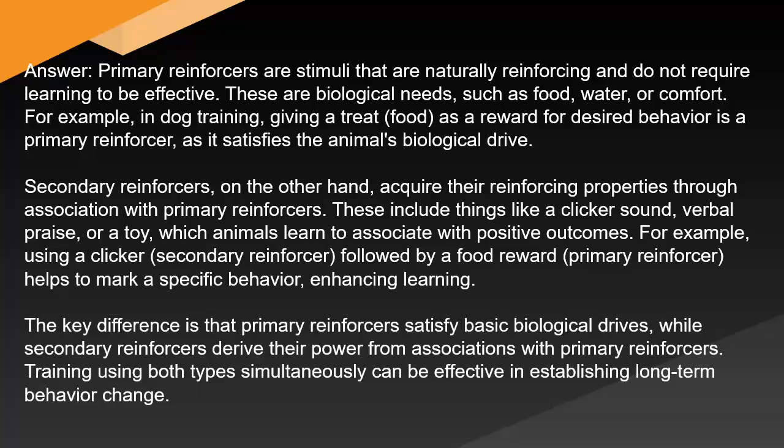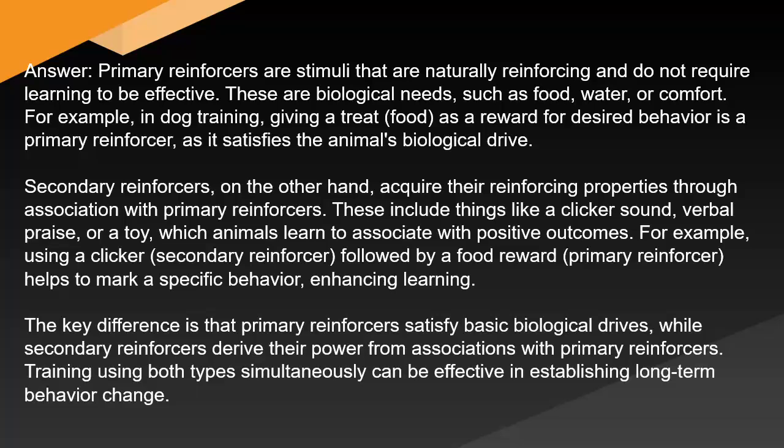For example, in dog training, giving a treat (food) as a reward for desired behavior is a primary reinforcer, as it satisfies the animal's biological drive. Secondary reinforcers, on the other hand, acquire their reinforcing properties through association with primary reinforcers. These include things like a clicker sound, verbal praise, or a toy, which animals learn to associate with positive outcomes.